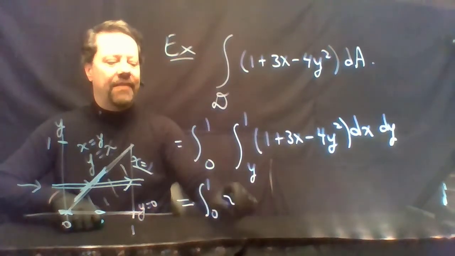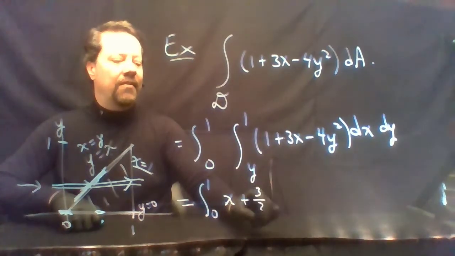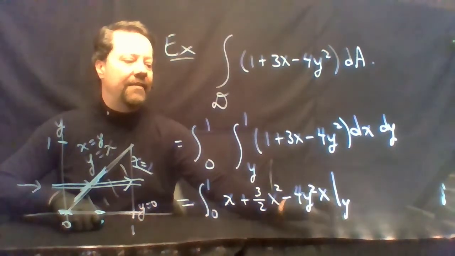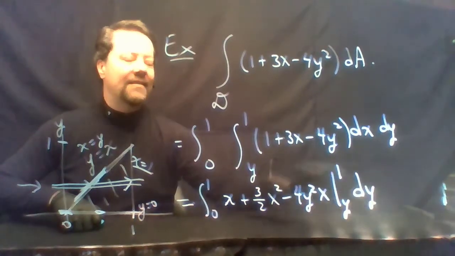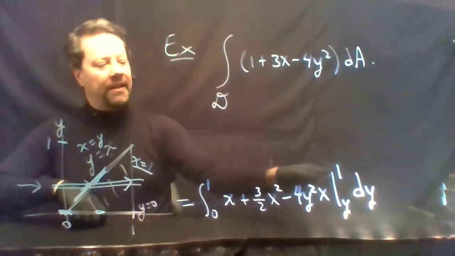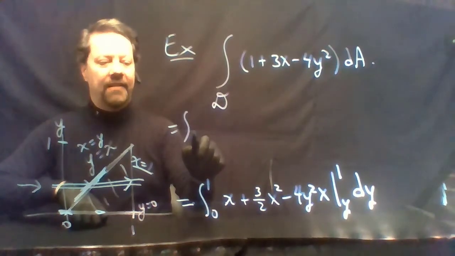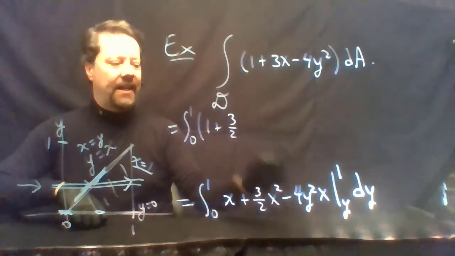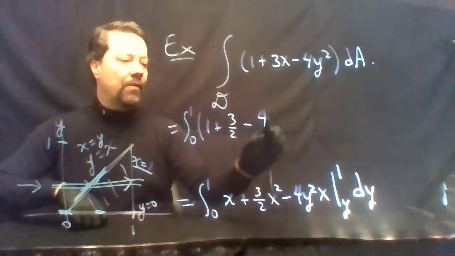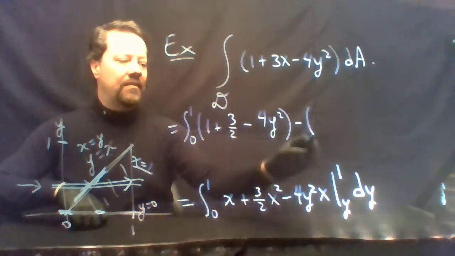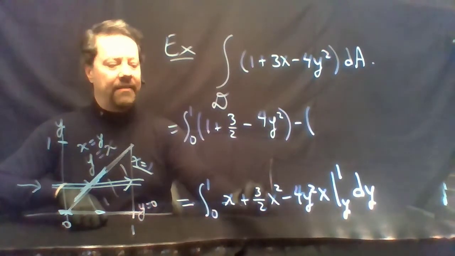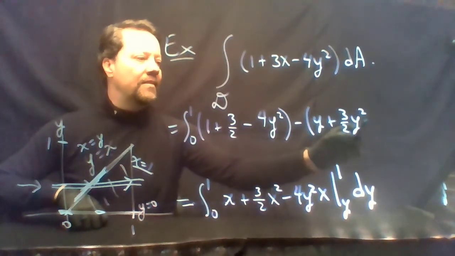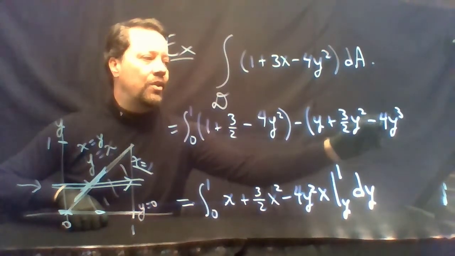Integrating with respect to x, we have x plus 3/2 x squared minus 4y squared x evaluated from y to 1, dy. Plugging in 1 for x, we'll have the integral from 0 to 1 of 1 plus 3/2 minus 4y squared, minus what you get when you plug in y for x. That's y plus 3/2 y squared minus 4y cubed.